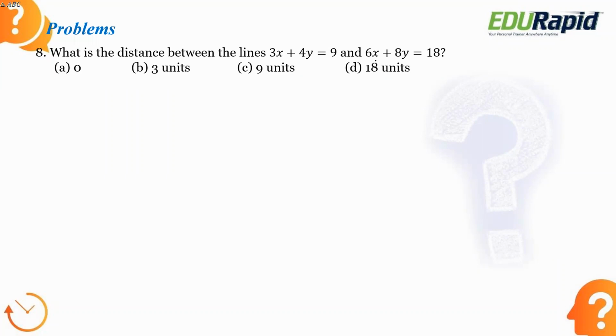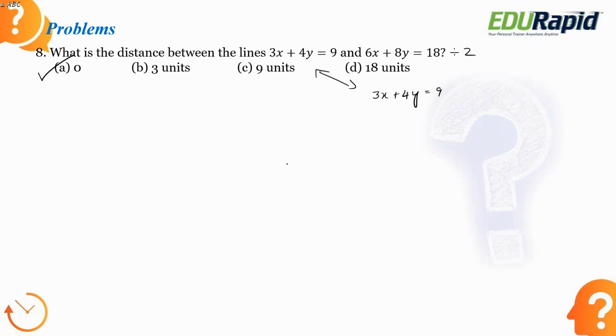You can just try by simplifying this. If you divide throughout by 2, what will happen? You will get 3x plus 4y is equal to 9. What do you see? You can observe that both the lines coincide. They are equal, right? So when both the lines coincide, what will be the distance between that line? It will be 0. So you have to just observe the two lines and then conclude with the answer.